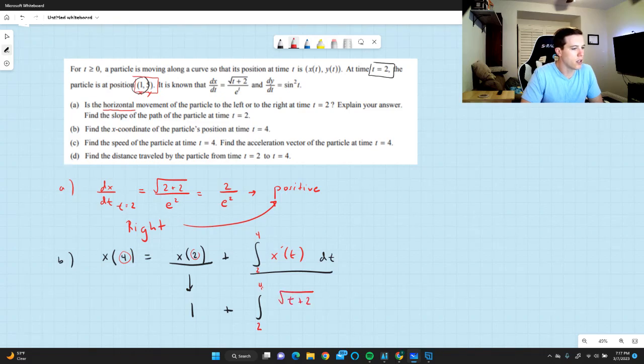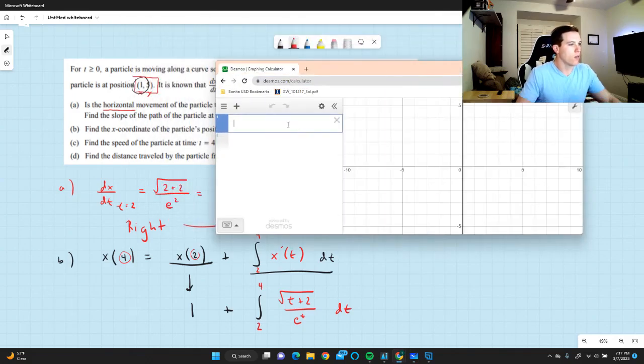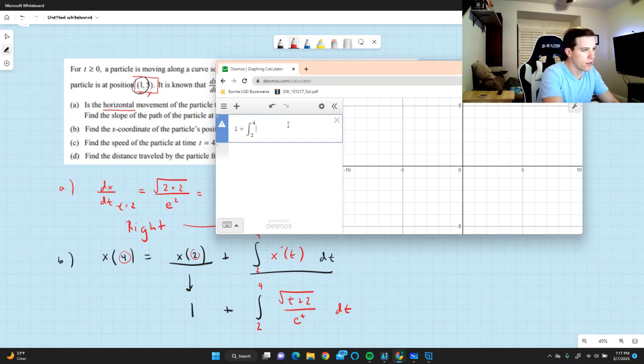Do not try to take this antiderivative by hand because we can't. We could maybe turn it into a series, but we're not going to do that. Instead, we'll let Desmos do it. I know you guys die if you watch me plug things into Desmos, but I don't really care. We're going to do it. You can fast forward if you really want to.